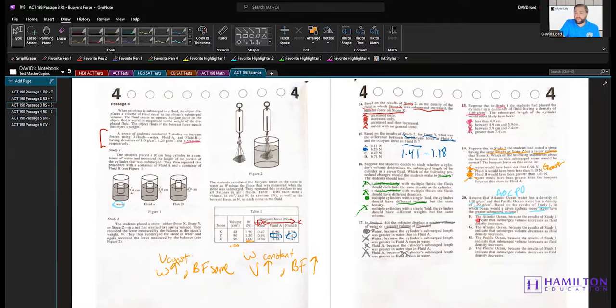So let's look at F. The Atlantic Ocean, because the results of study 1 indicate that the submerged volume increases as the fluid density decreases. That is exactly right. So F is our answer. But let's look at G to make sure.